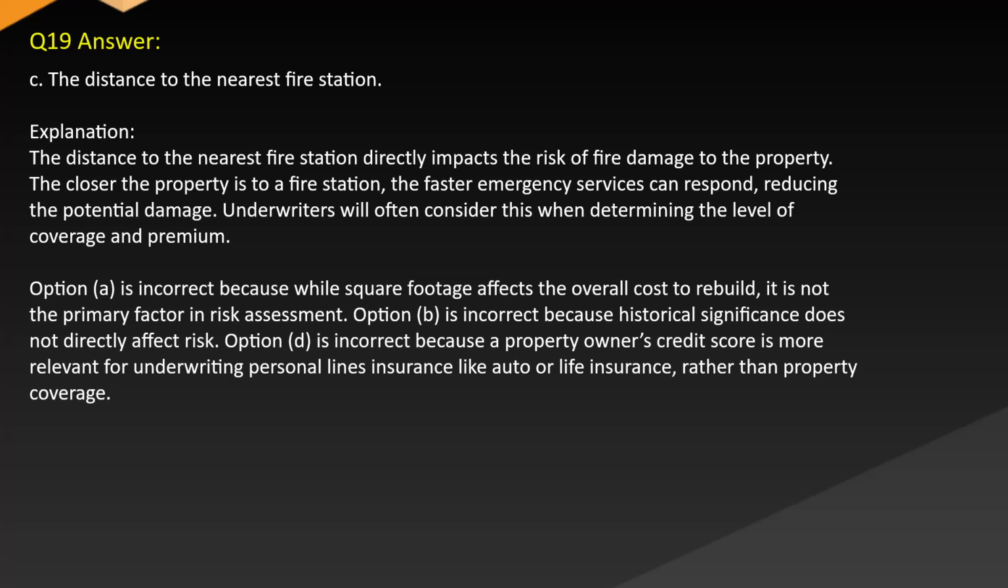Option A is incorrect because while square footage affects the overall cost to rebuild, it is not the primary factor in risk assessment. Option B is incorrect because historical significance does not directly affect risk. Option D is incorrect because a property owner's credit score is more relevant for underwriting personal lines insurance like auto or life insurance rather than property coverage.